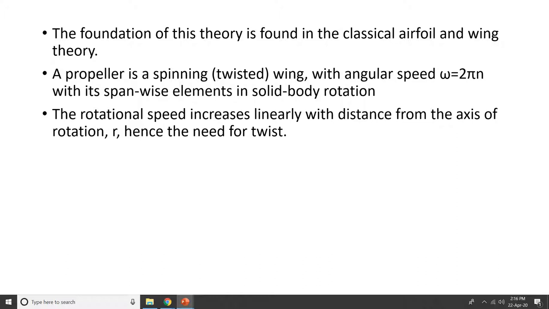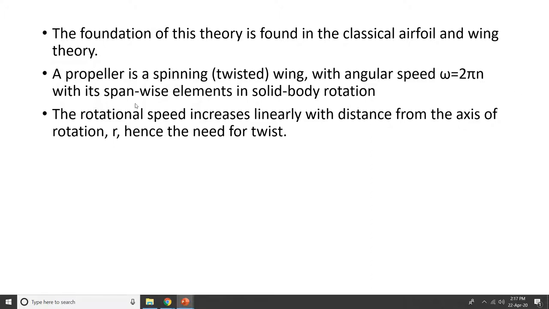Because the velocity is not being faced by the propeller blade directly, because it is at an angle. So only that consideration you take, but everything else will follow the same classic airfoil theory. A propeller is a spinning twisted wing with angular speed omega equal to 2 pi n. So the angular speed of the hub, we know it is 2 pi n, and we make use of r, at which radius it is.